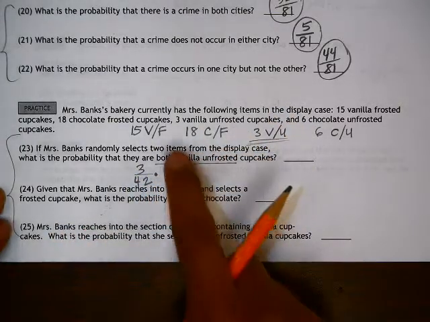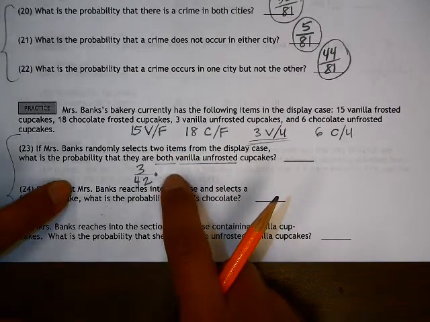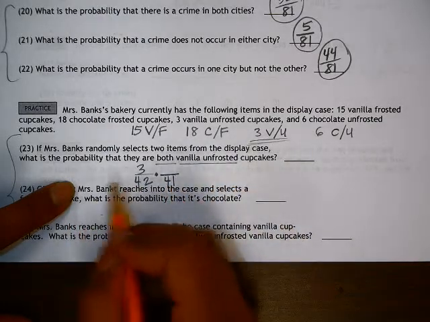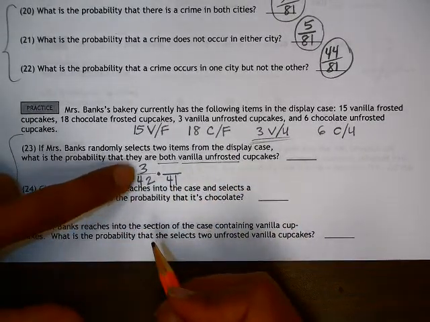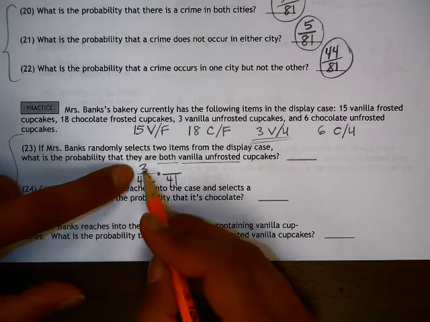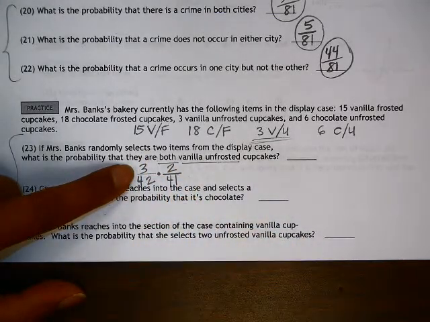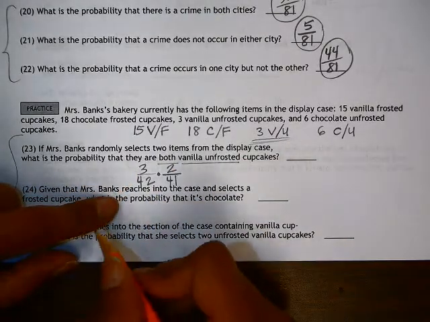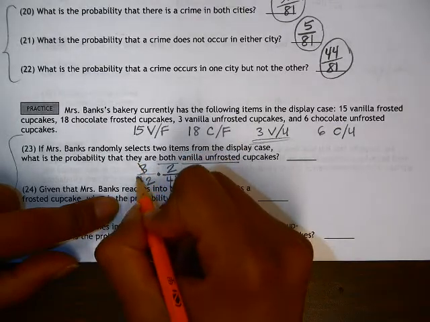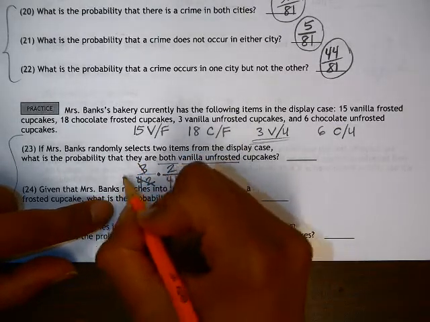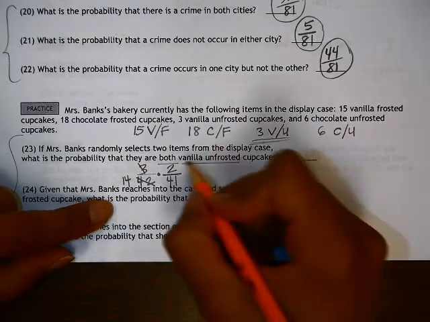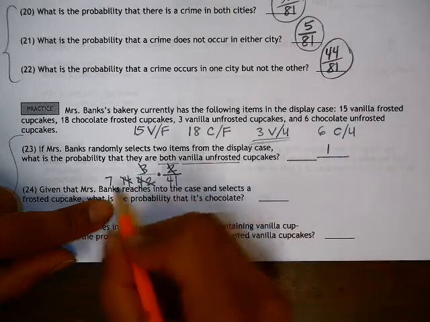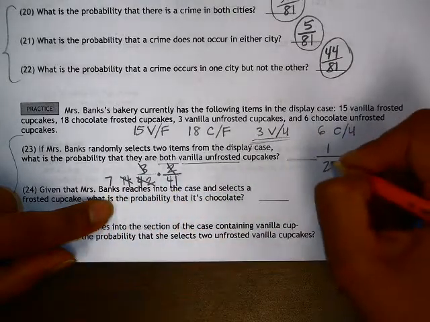But then if she's taking 2 items out, that means the second time she selects a cupcake, now there are only 41 cupcakes left in the case because she already took one out. And assuming she took a vanilla unfrosted one the first time, now there are only 2 vanilla unfrosted cupcakes left for her to choose from. So let's reduce here. We have 3 going into 42 14 times. 2 can go into 14 7 times. So we're left with a 1 in the numerator. 7 times 41 is 287.